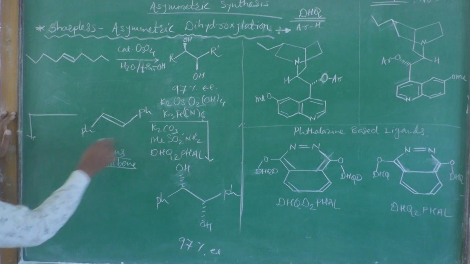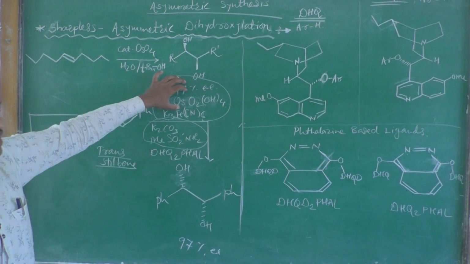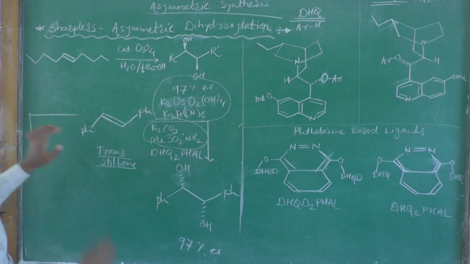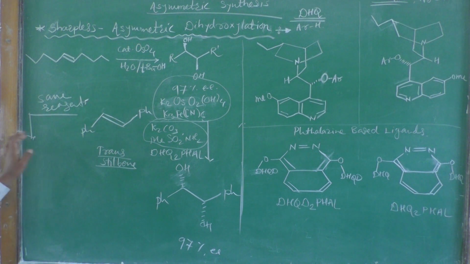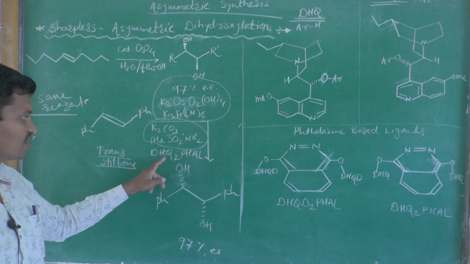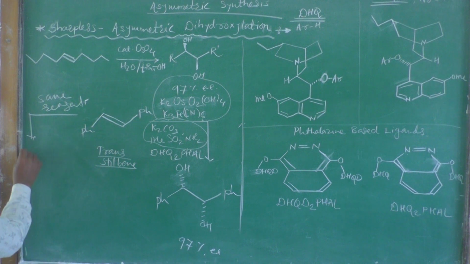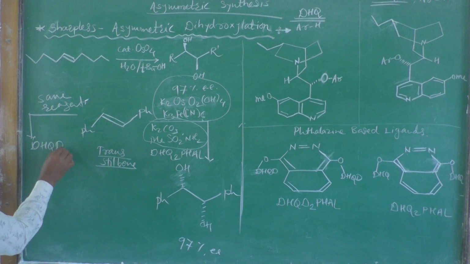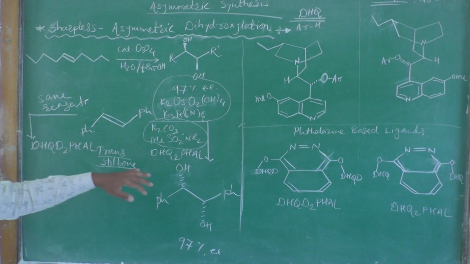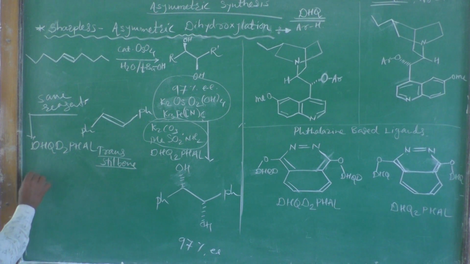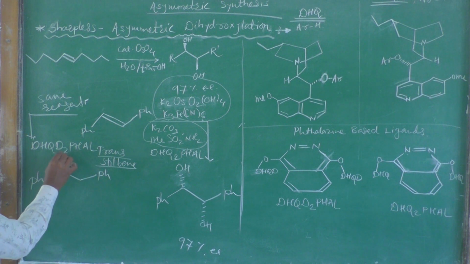Keeping all things the same, all the reagents that we have circled here are the same, except one, and that one is the chiral ligand. Instead of using DHQ2 phthal, we can use DHQD2 phthal. So when we are using DHQD2 phthal, the result is reversed, and we are getting Ph, and the hydroxyl groups are beta.